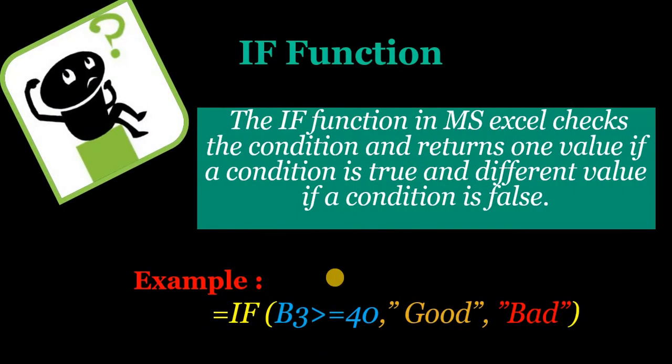Now the last function which we are going to do is the if function. The if function basically compares the value and then gives you the answer. In this case you have to check the conditions. For example, if your condition is true, then the answer is good. If the condition is false, then the answer is something else. For example, here you can see equal to if B3 is greater than or equal to 40, then print good, otherwise bad. Now move back to the Excel sheet and see how we can apply this formula there.